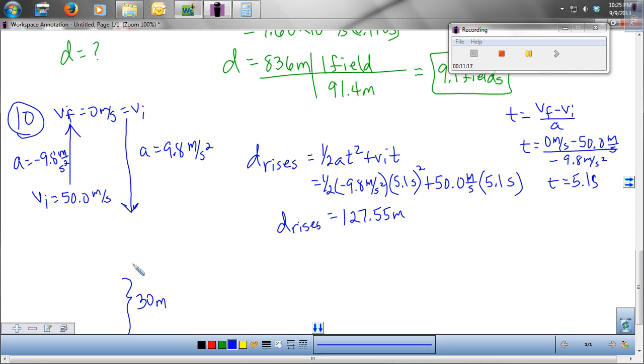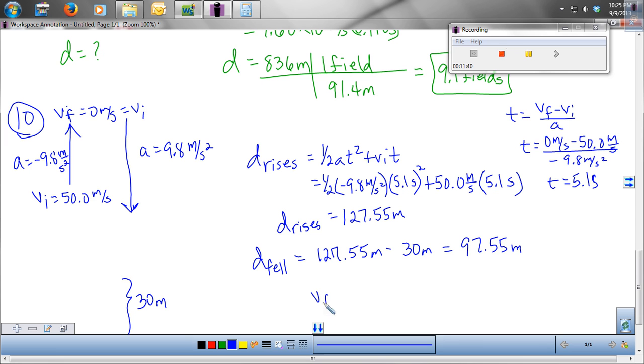It begins to fall, and since it hits the tree 30 meters above the ground, the distance it fell is 127.55 meters minus the 30 that it is still above the ground, so it fell 97.55 meters.